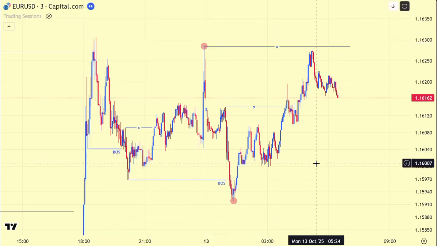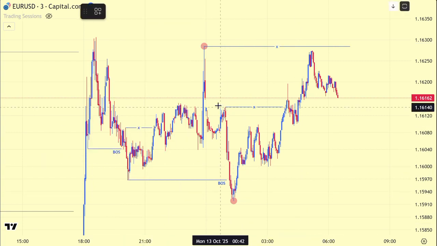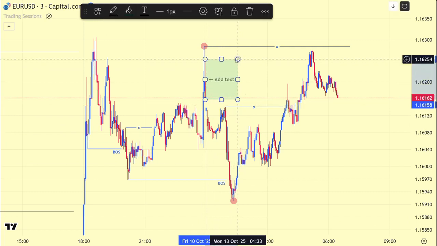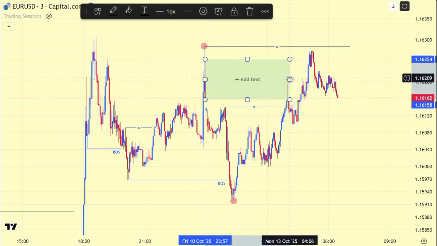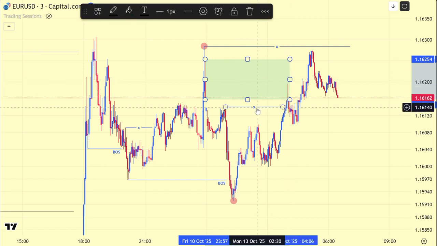So the major inducement will be the external liquidity. Of course, if I am to mark the POIs, I can clearly see that this one here is the extreme OB, or the extreme order block. In this case, I'm not focused on the order flows because we're actually using the minor inducement.